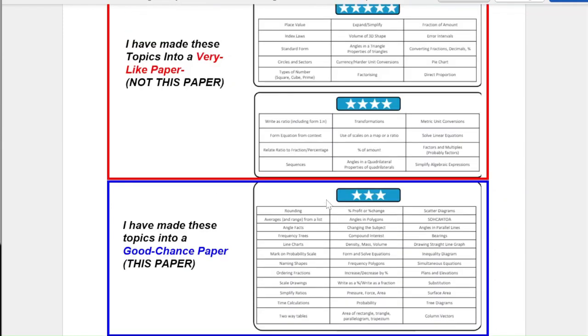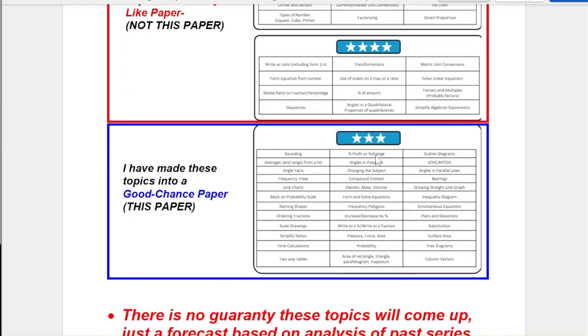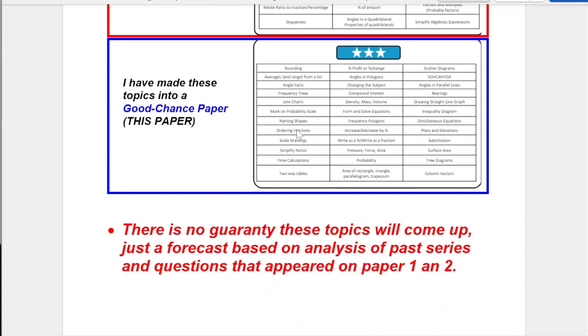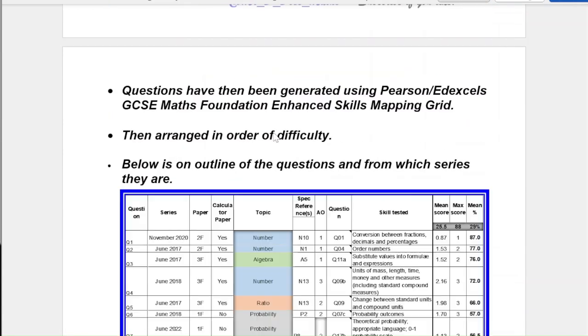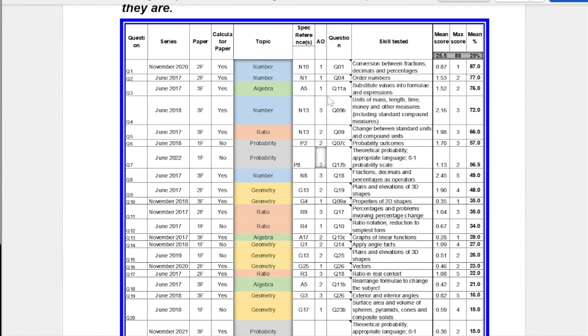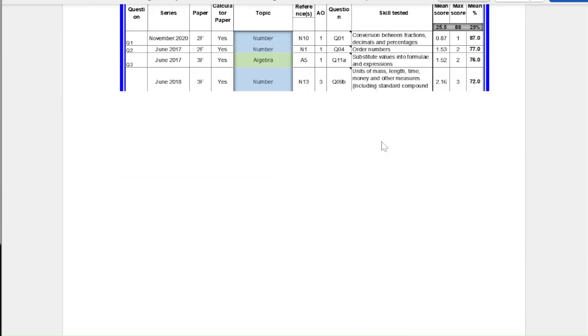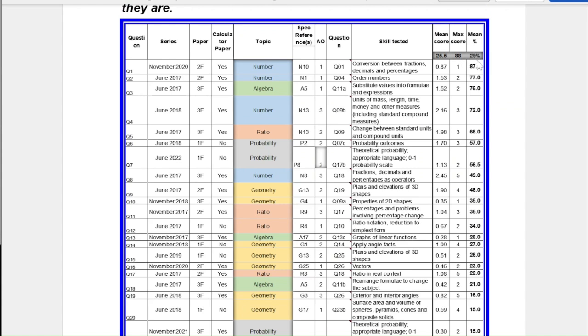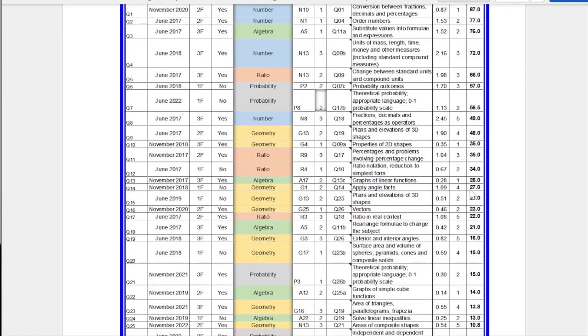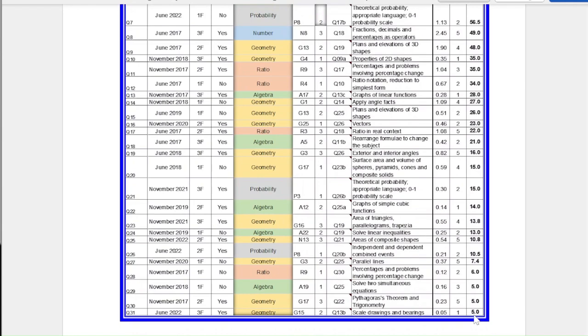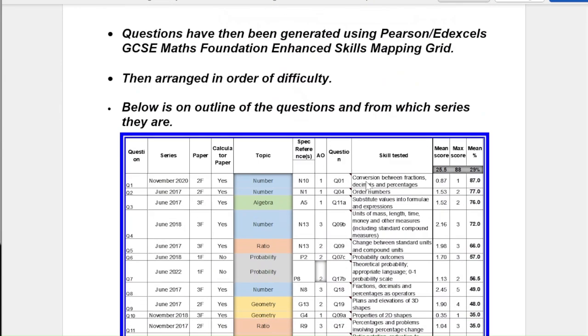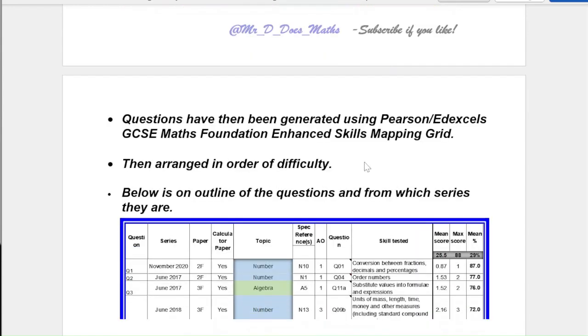Hope you found that useful. Once I was given this, I've then gone and just focused on these questions. I've used Edexcel's enhanced skills map to generate the paper. So pick questions that matched the skills tested, matched the topic list. I then arranged the paper by mean percentage, mean difficulty. So the paper was designed to try and build in its difficulty level. Then produced the paper from that.